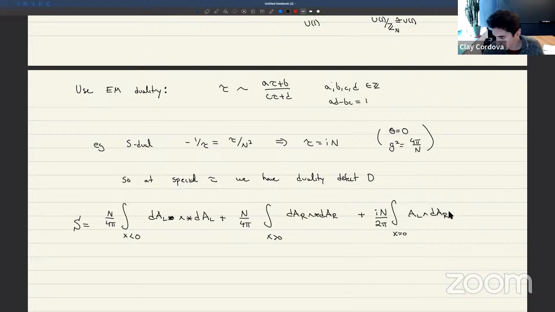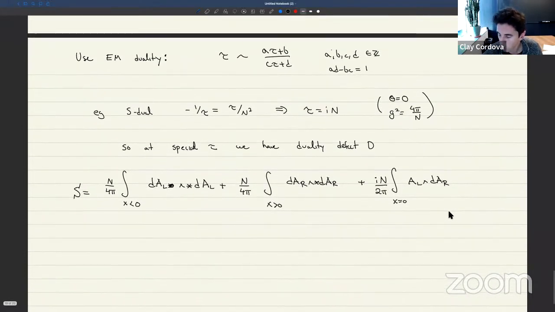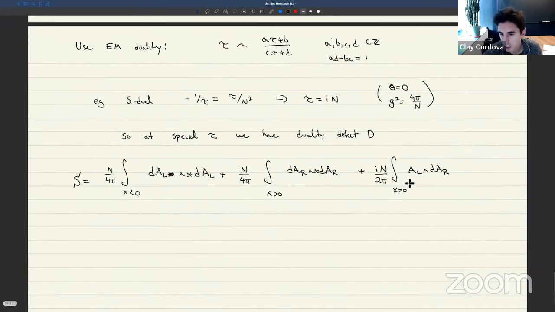Why do I write this? So why should we have this mixed Chern-Simons term here on this wall? I should say that this is generalizing Gaiotto and Witten, who discussed the case n is 1. So what's the equation of motion?